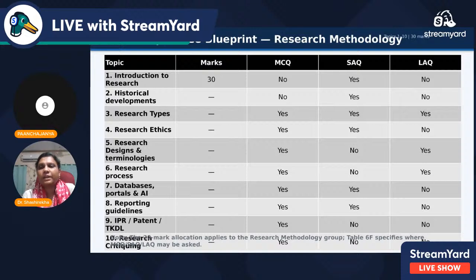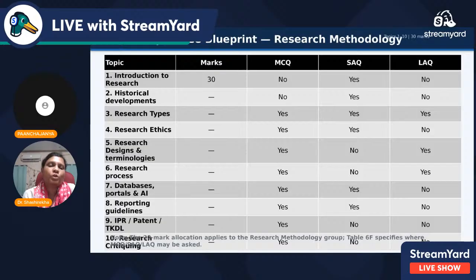And it may come for LAQs also. So they may club the questions like what is research, what are the types of research, brief the different types of research. Such questions also they may ask for 10 marks. So this is one of the important topics where you have to concentrate.